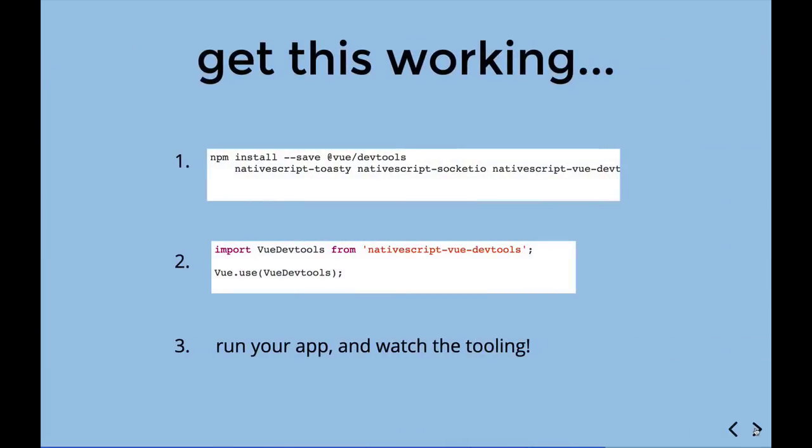Now, to get this thing working, it's actually quite well documented on nativescript-vue.org. All you have to do is install Vue DevTools. I have it installed globally. And you also need a couple of plugins, interestingly. So you need NativeScript Toasty, you need NativeScript Socket.io, and you need NativeScript-Vue DevTools. These are the 3 plugins that your NativeScript app needs in order to consume Vue DevTools. After that, in main.js, you would go ahead and import Vue DevTools from NativeScript-Vue DevTools, and then just use them as you normally would for plugins. And then run your app and watch the tooling. It's really, really fun, and I think it's super, super useful.